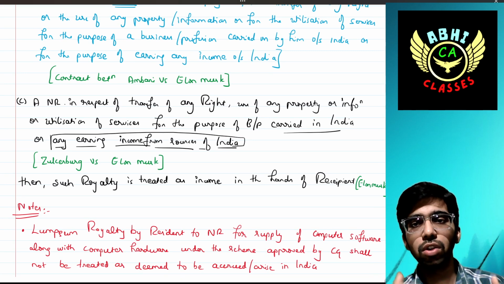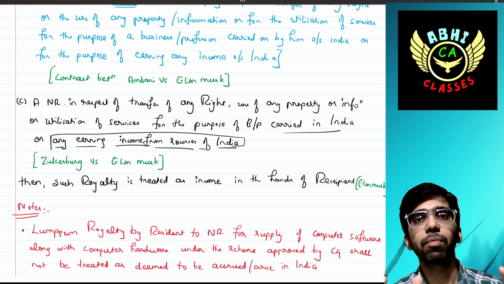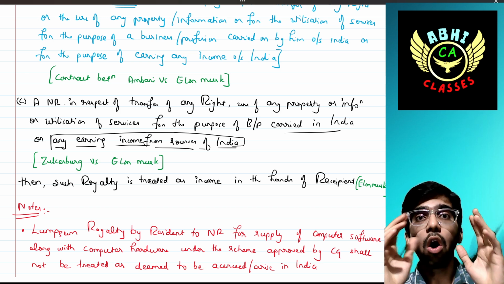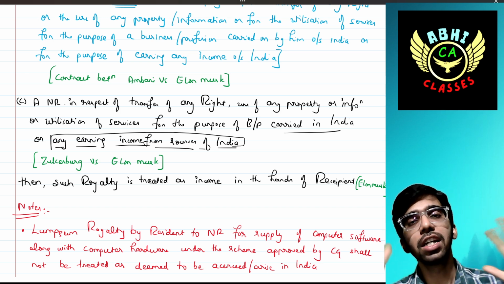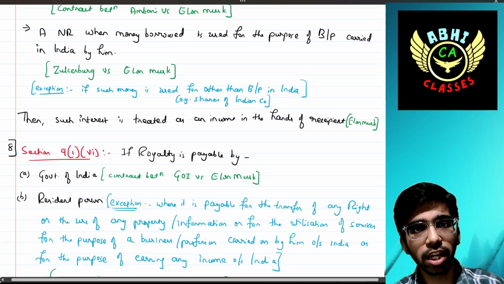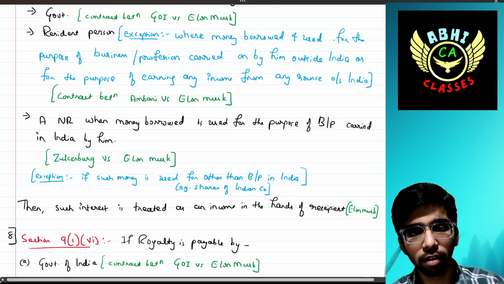Next, the royalty payable by Zuckerberg to Elon Musk is taxable in India if it is for the transfer of any right or use of any property or information, or utilization of services, for the purpose of business or profession carried on by him in India or any other purpose in India. In the earlier interest case, that was not included. Any other purpose is not included.